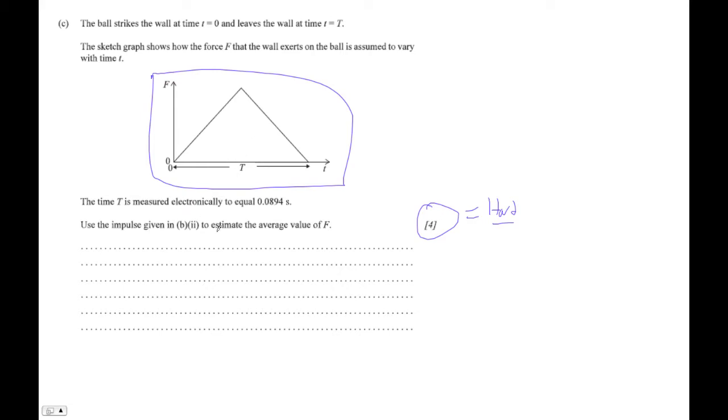But they didn't. They asked for the average force. Well, I think all we have to do is divide. We know that the impulse is force times time. We know that that's 0.313 Newton seconds. Force times 0.0894 is equal to 0.313 Newton seconds. Isn't that just a division problem? I'm going to go this number divided by that one.